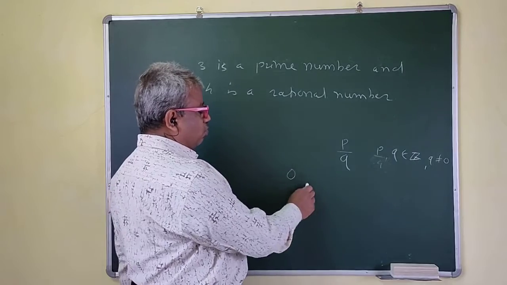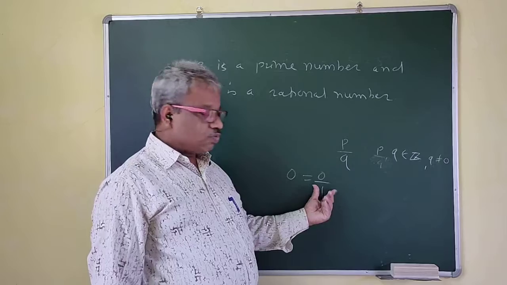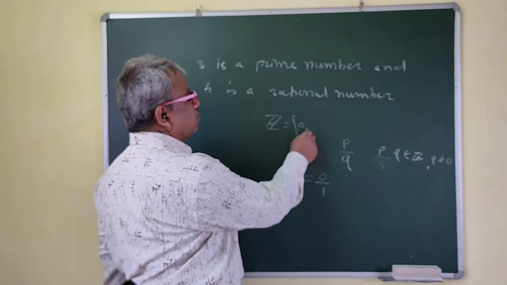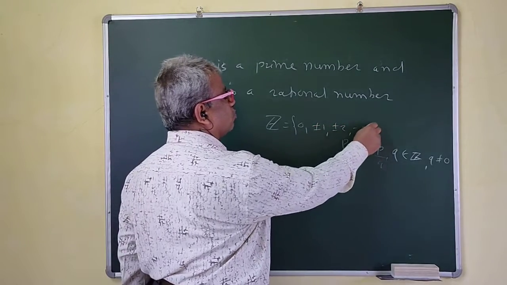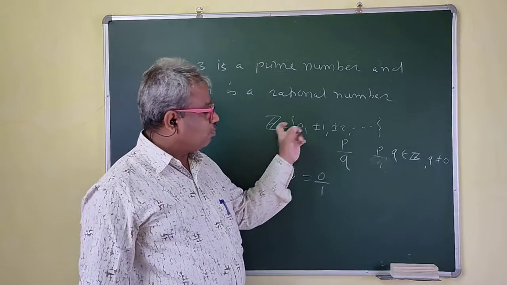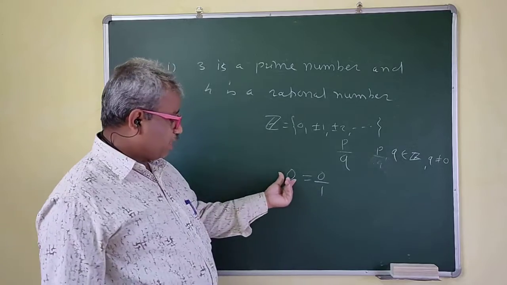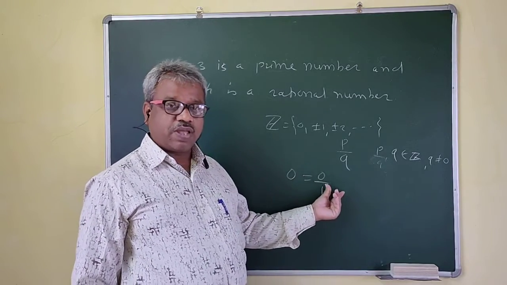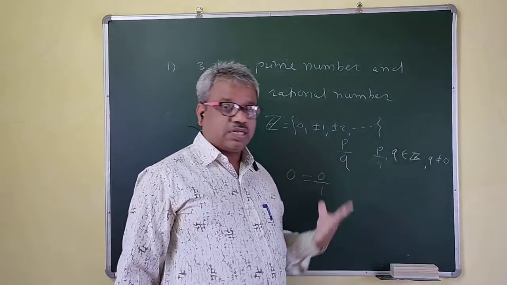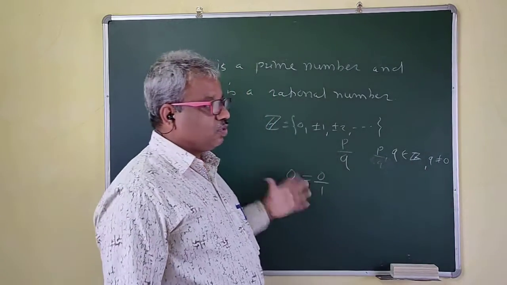What about 0? We can express 0 as 0 upon 1. The set of integers, you know, is 0, plus or minus 1, plus or minus 2, and so on. Both the numerator and denominator should be from this set, that means they should be integers. So I can express 0 in the form p by q, where both p and q are integers, and the denominator, which is 1, is not equal to 0. That means 0 satisfies the definition of a rational number, so 0 is a rational number.